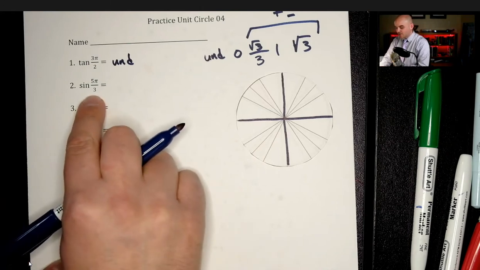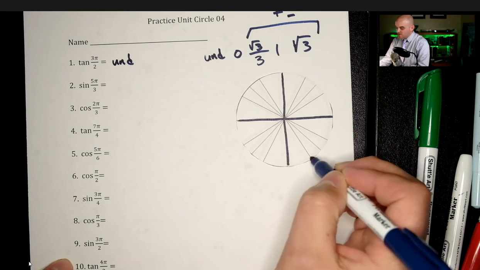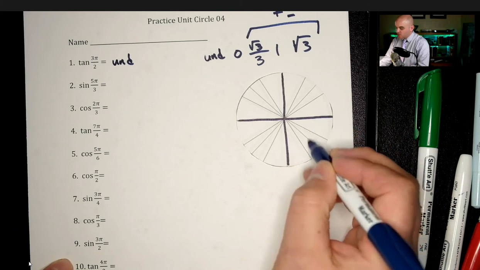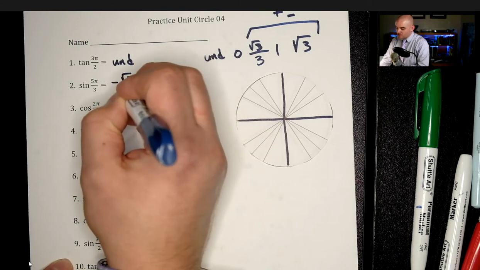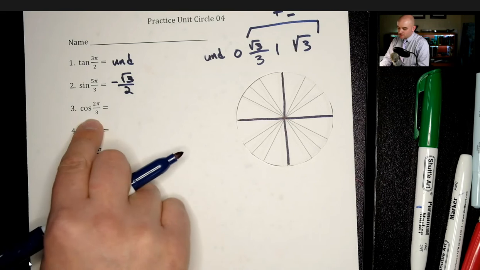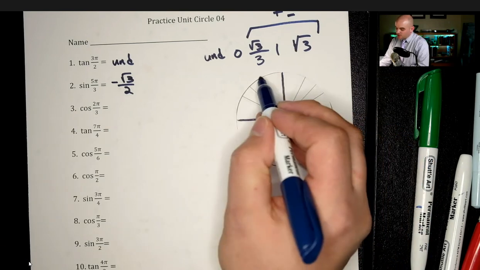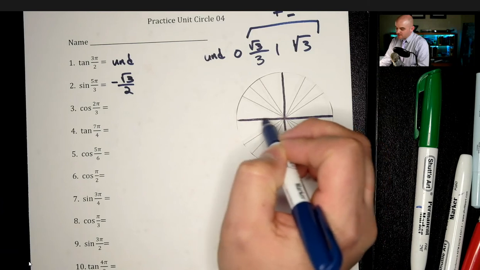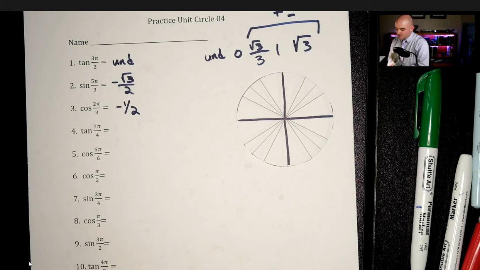Sine of 5 pi over 3. 5 pi over 3 is just 1 pi over 3 shy of 6 pi over 3. So it's going to be the y value right here, which is negative root 3 over 2. The cosine of 2 pi over 3. 2 pi over 3 is going to be right here, and the cosine is the x value, which is negative 1/2.